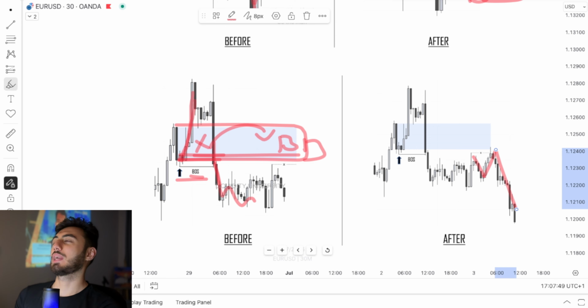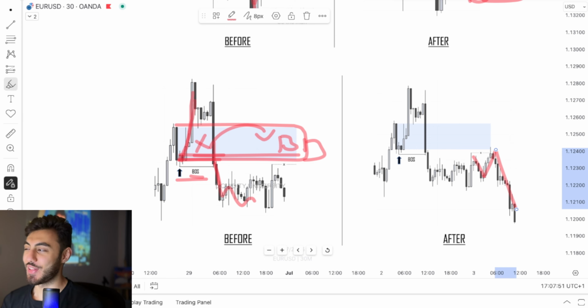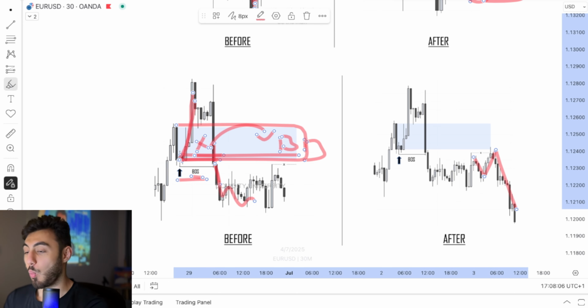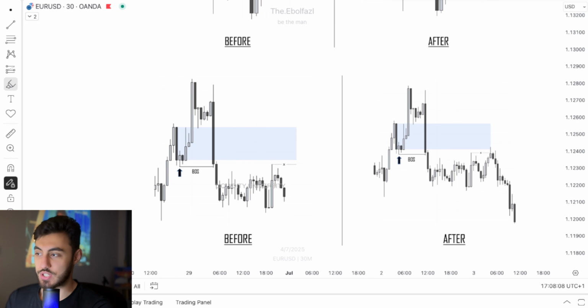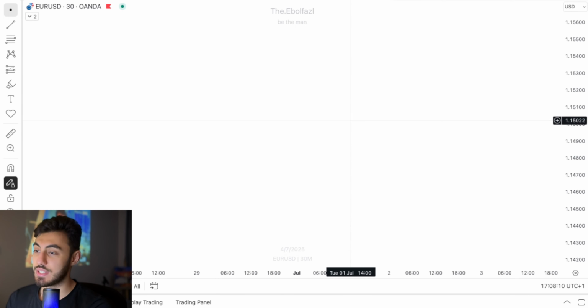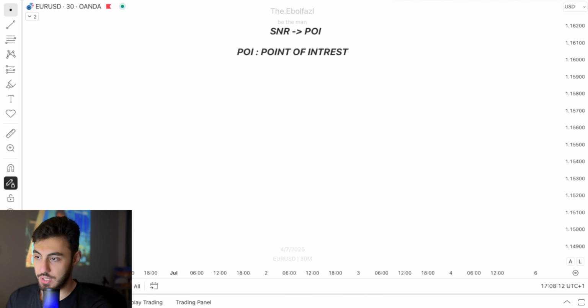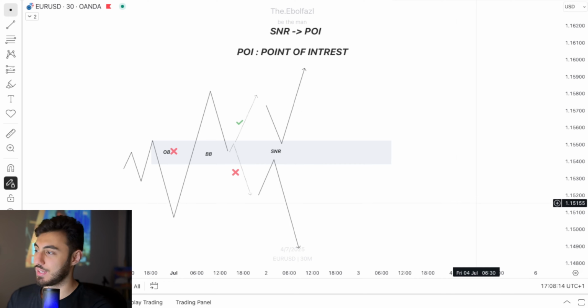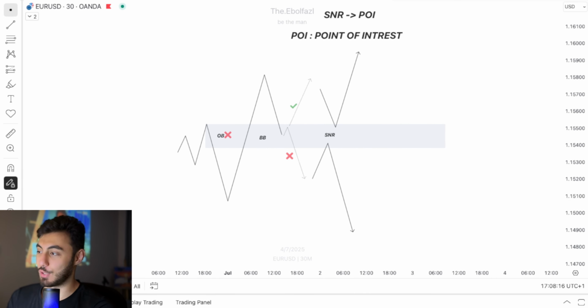Now you think, okay, here's the real thing. Here's going to be a little bit interesting. So now you're going to ask, Epol, what if the breaker block didn't get respected? Now we're going to talk about support and resistance. It's going to be an easy concept for you. So now, what is support and resistance? How can you identify a valid support and resistance? Okay, now it's going to be easy. Just follow my mouse, right?